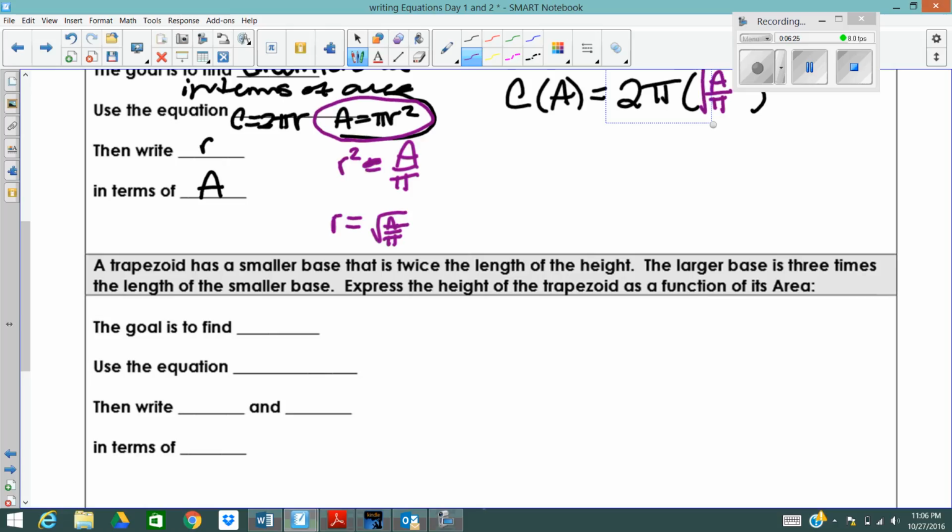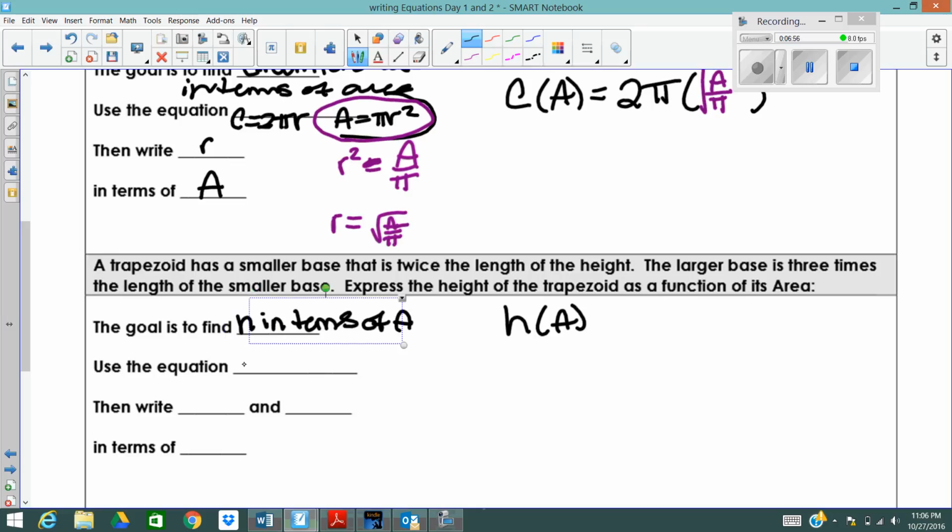All right, next example. A trapezoid has a smaller base that is twice the length of the height. The larger base is 3 times the length of the smaller base. Express the height of the trapezoid as a function of its area. So now we want to get the height as a function of the area. So our goal is to find h in terms of a.